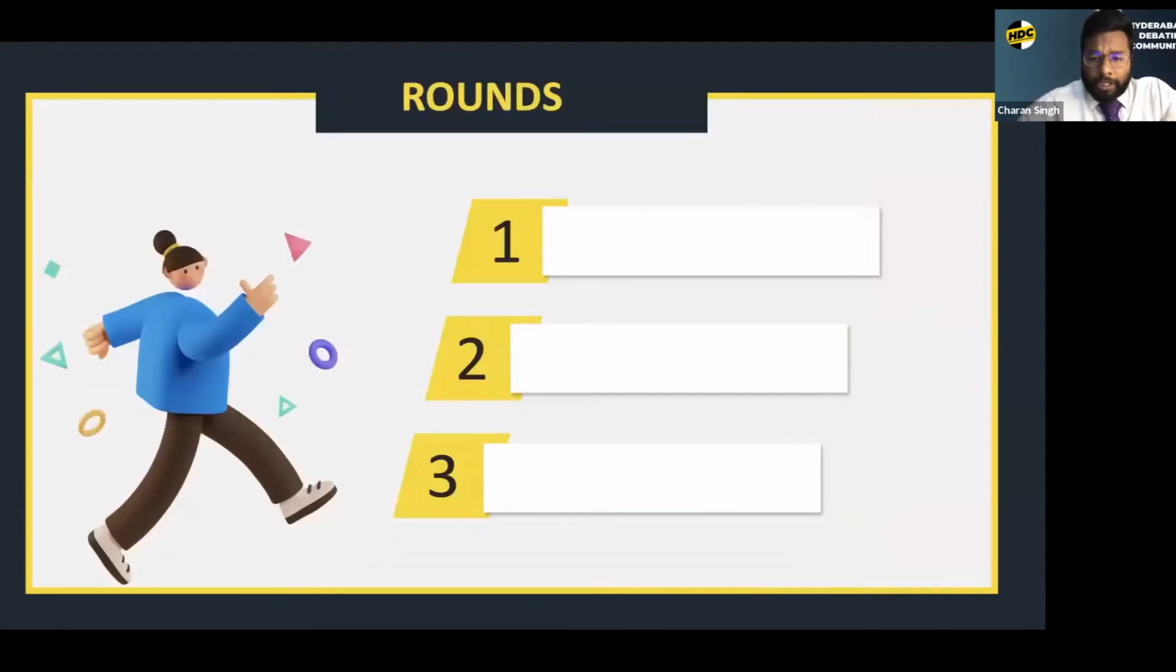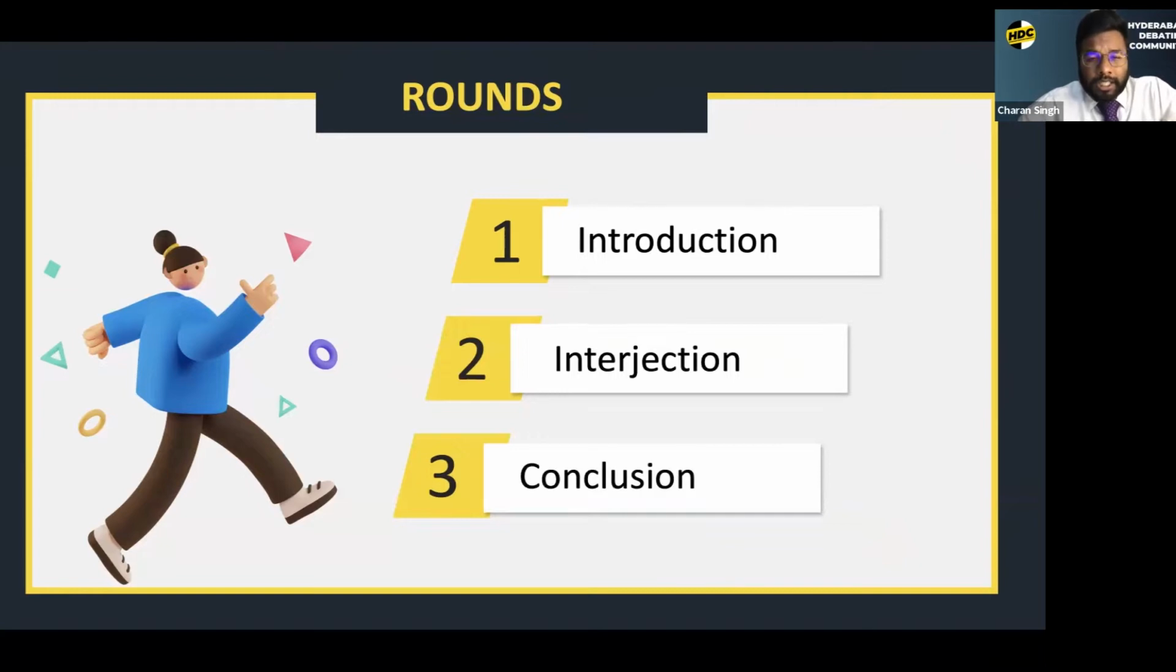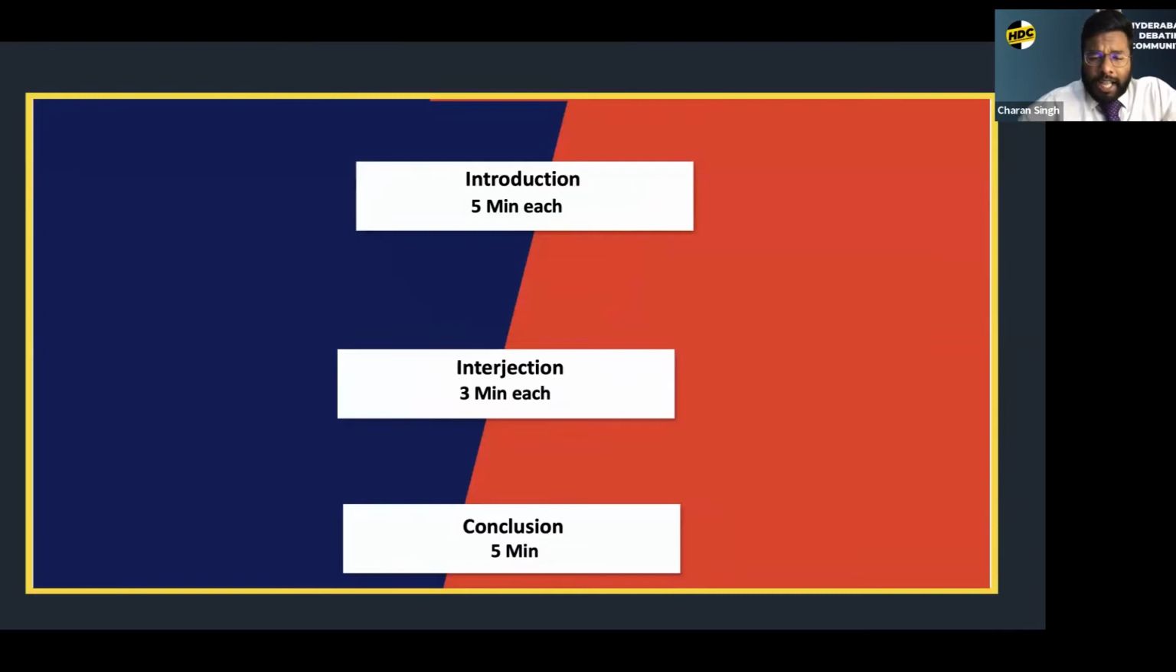Now, there are going to be 3 rounds in our debates as usual. The first round is called the introduction round. The second round is called the interjection round, and the third round is called the conclusion round. Now, this time we just have 2 debaters from each team, so we have made some tweaks here and there. This is how it's going to work out this time.